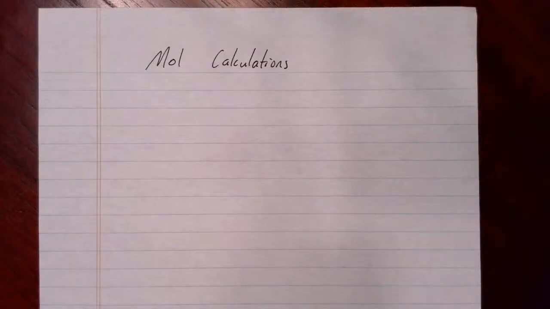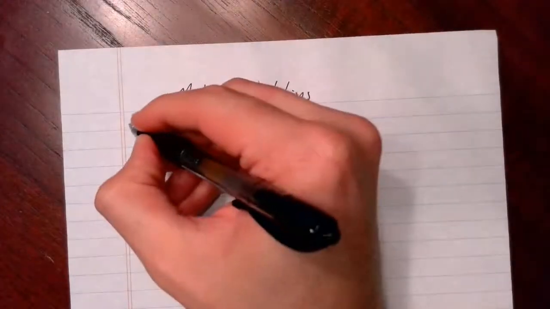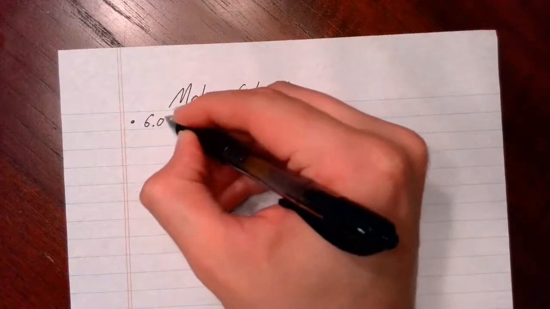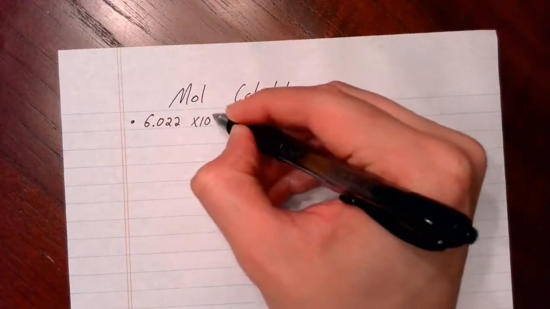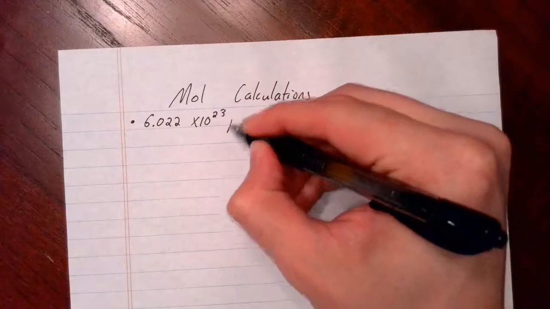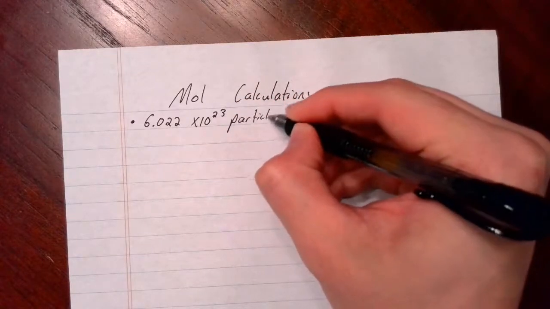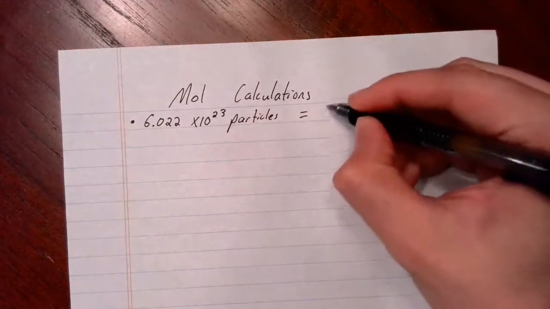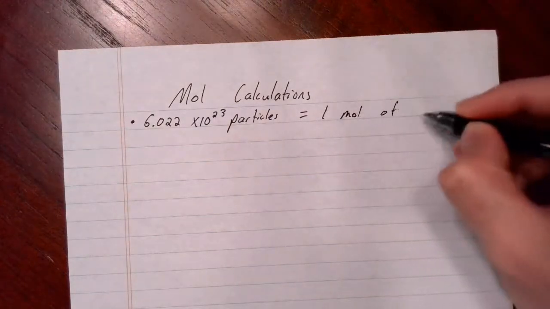Okay, so now we want to talk about some calculations that we perform using moles. So we need to look at our conversion factors first, because all the calculations that we do with moles are essentially just unit conversions. So our main conversion factor, or one of the main ones, we know that there are 6.022 times 10 to the 23rd, we'll say particles. And we'll say that N are equal to 1 mole of particles.